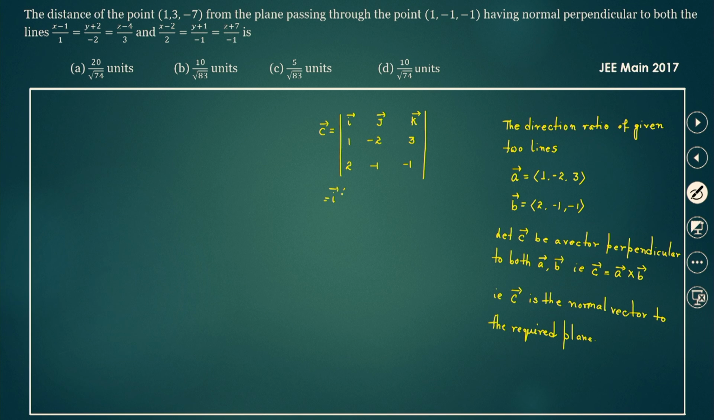Corresponding to i, we have 2 plus 3, so we have plus 5. Minus j, we have minus 1 minus 6, so minus 7 times j with the sign. Let us write down the k component: minus 1 plus 4, so plus 3, and that's it. So our C vector became (5, 7, 3). This is the C vector.